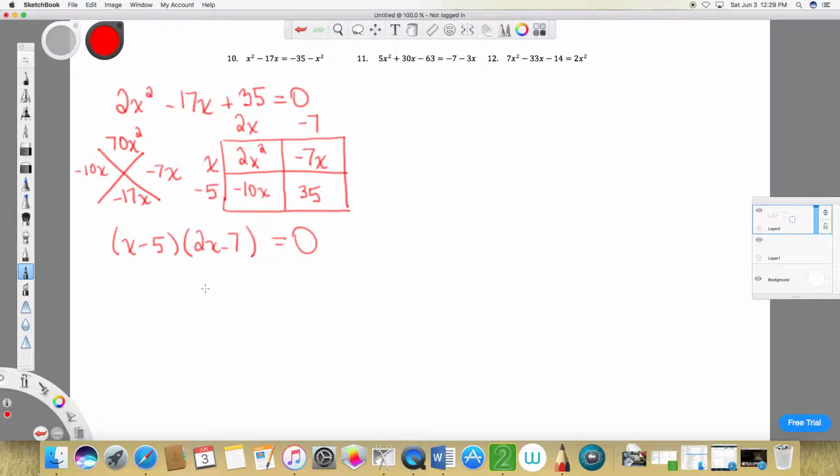and that equals 0. So now that I have it in factored form, I can split this into two equations. x minus 5 equals 0, or 2x minus 7 is equal to 0. We get solutions of x equal to 5, and here add 7 and divide by 2.